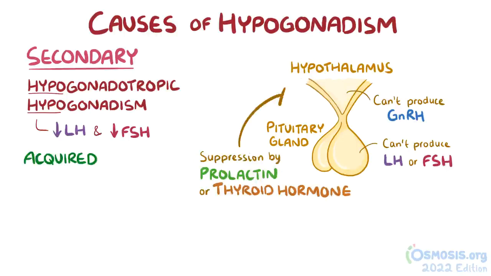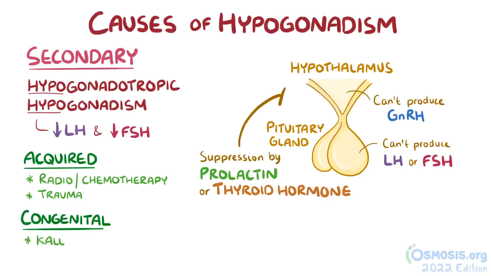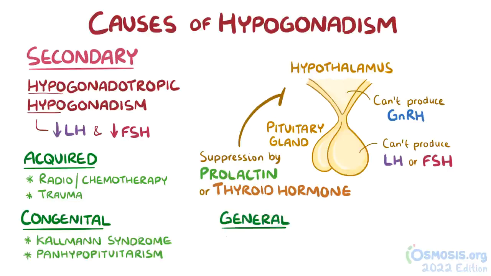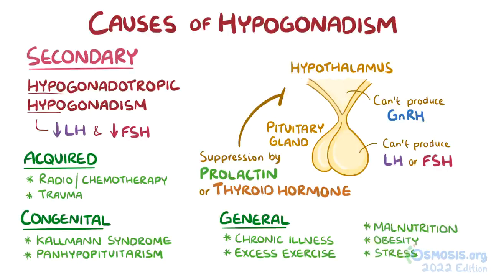Some acquired cases are similar to primary hypogonadism: radiation therapy, chemotherapy, and trauma to the gonads. Other ones include a tumor of the pituitary gland and hypothalamus, and congenital causes include Kallmann syndrome and panhypopituitarism, and general causes include chronic illness like cystic fibrosis or celiac disease, excessive exercise, malnutrition or obesity, and stress, all of which affect the way the hypothalamus and pituitary release hormones.